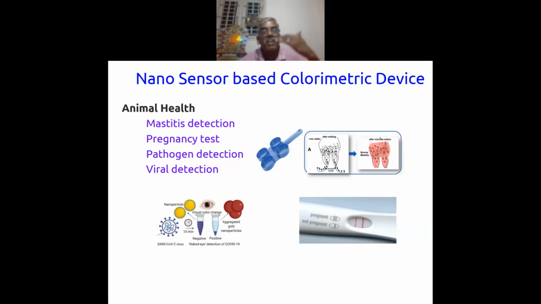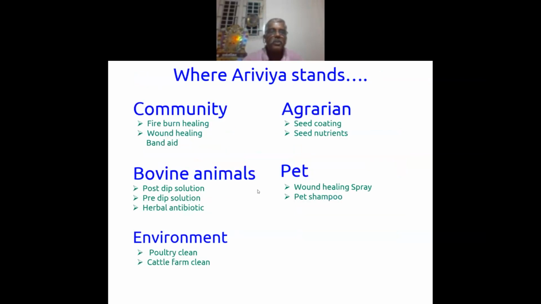So people are right now playing a major role with the help of nanomaterials, along with organic molecules, biomolecules, or polymer molecules. That way, we are preparing templates to detect not only animal health, but nowadays even human health.